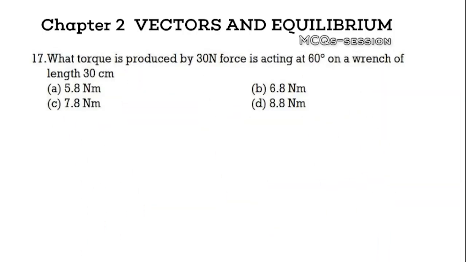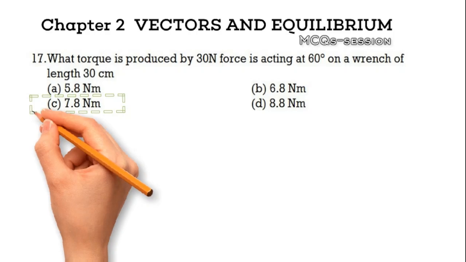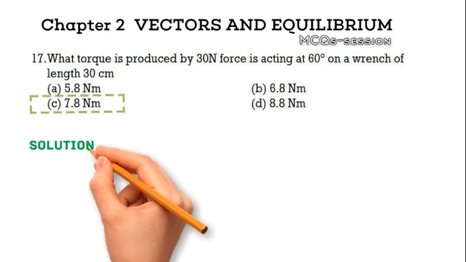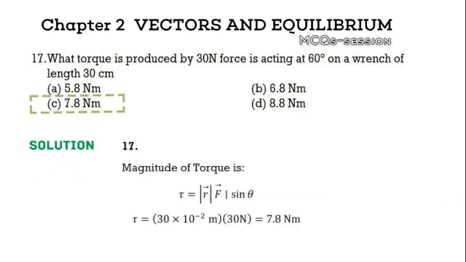Question 17. What torque is produced by a 30 Newton force, acting at 60 degrees on a wrench of length 30 centimeters? Options: A, 5.8 Newton meters, B, 6.8 Newton meters, C, 7.8 Newton meters, D, 8.8 Newton meters. Pause the video to make a guess. The correct answer is C, 7.8 Newton meters. Explanation. The magnitude of the torque is given by the formula; now putting in the values, we get 7.8 Newton meters.